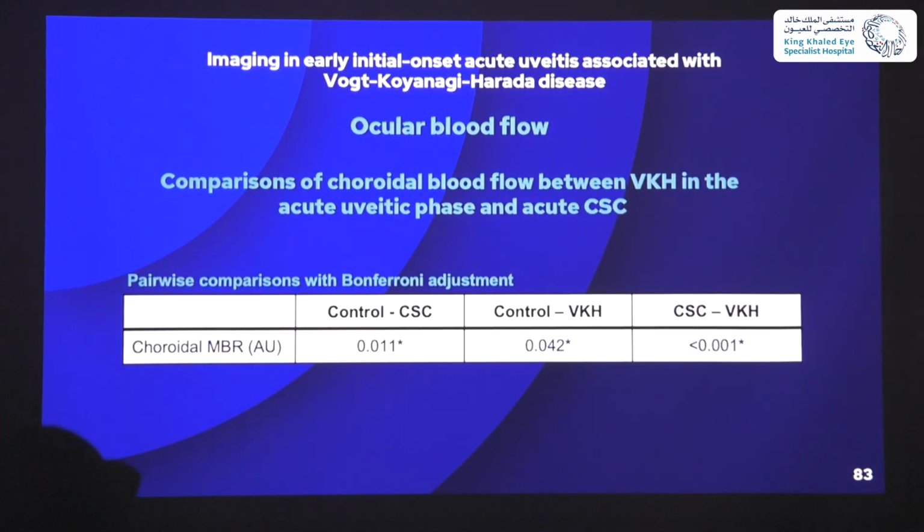With pairwise comparison, you can see that there is a significant difference. The p-value between control and central serous choroidopathy is significant, meaning that central serous choroidopathy patients have significantly higher blood flow velocity compared to control. Between control and VKH, it means that patients with VKH have significantly less blood flow velocity compared to controls. And of course, between central serous choroidopathy and VKH, the difference is significant.